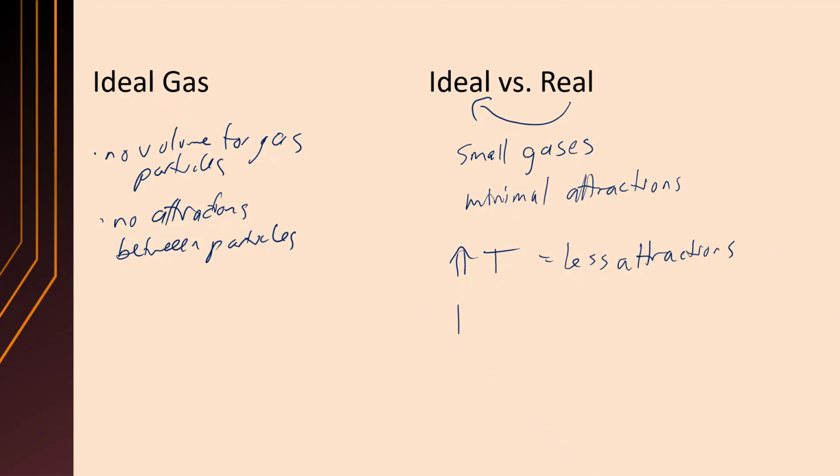And very low pressures mean that they're going to be more spread out and form fewer attractions between the particles. It also means, because they're more spread out, that the volume of the individual particles is going to make less of an effect. So high temperatures, low pressures, and the smaller they are and the fewer attractions they have, the more it behaves like an ideal gas.